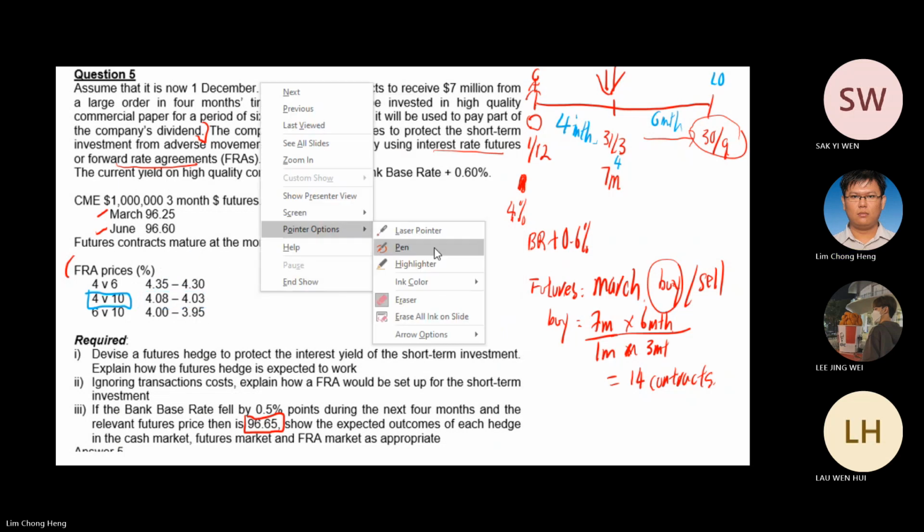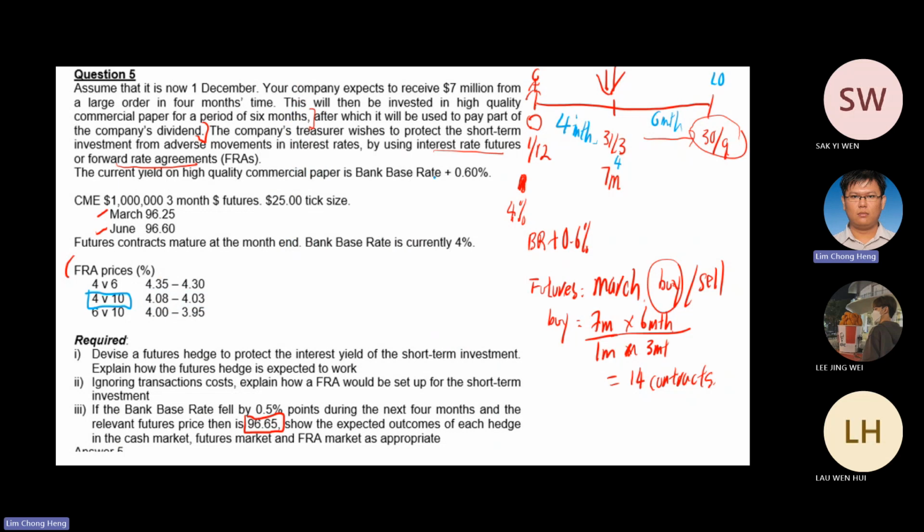Okay. There is a bank buy, bank sell. How does the bank make the profit? Buy low, sell high. So if the bank wants to sell the contract, they will sell at the higher rate. If the bank wants to buy the contract, they will buy at the lower rate. The concept is opposite to the currency exchange, but the concept is still the same. Bank buys low, bank sells high.